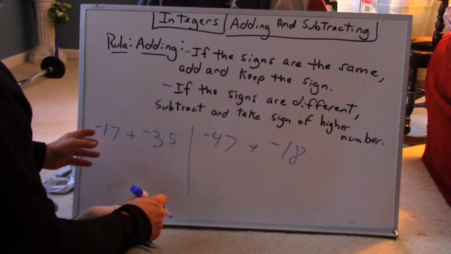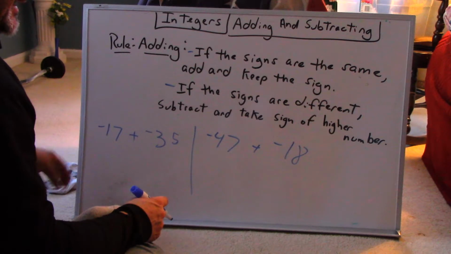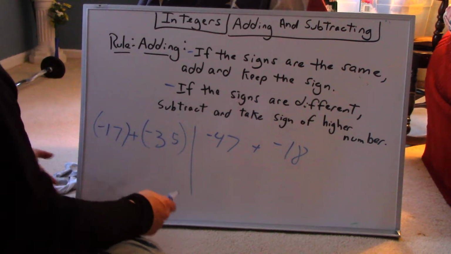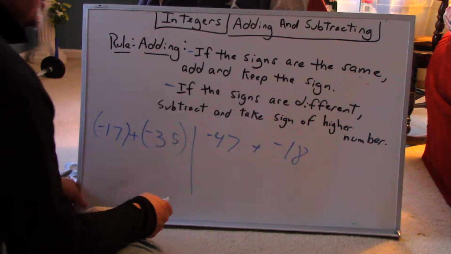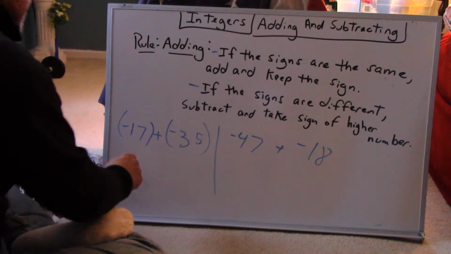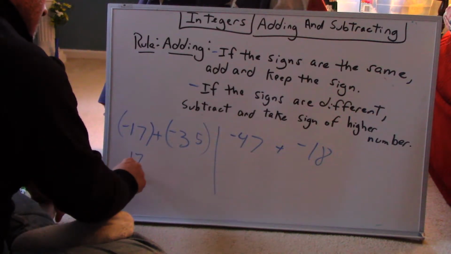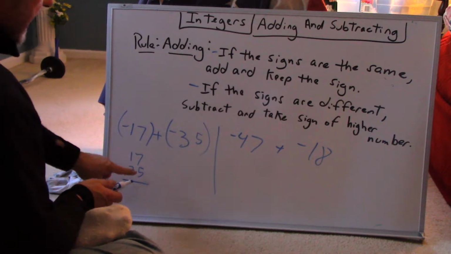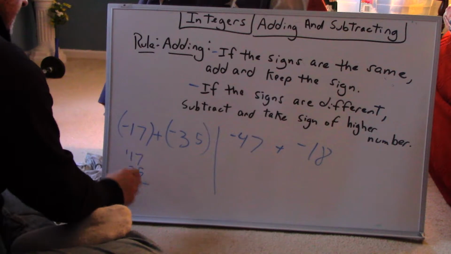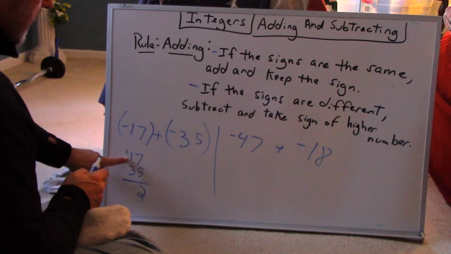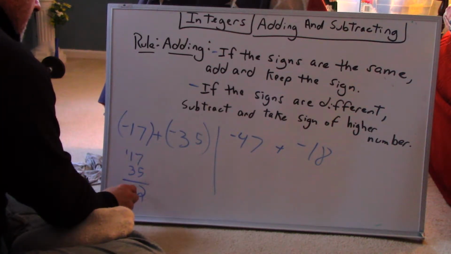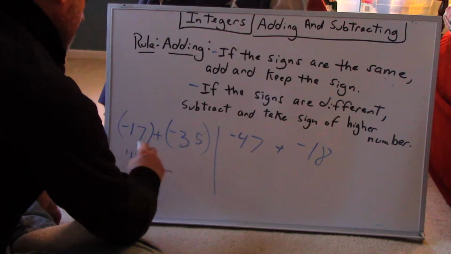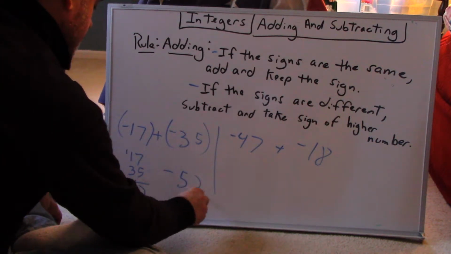So here we have negative 17 and negative 35. I could put brackets just to show you that they're different, right? And the rule I said was to add and keep the sign. So I'm going to add 17 and 35. Hope you can see. 7 plus 5 is 12. 3 plus 1 is 4, plus another one is 5. So it's 52. And then I just add the sign, which is negative, so it's negative 52.